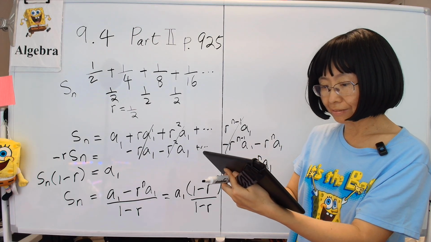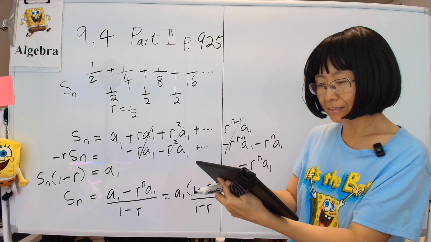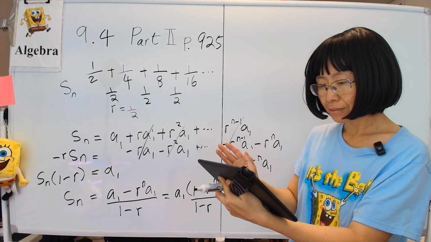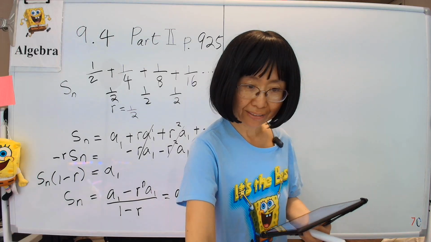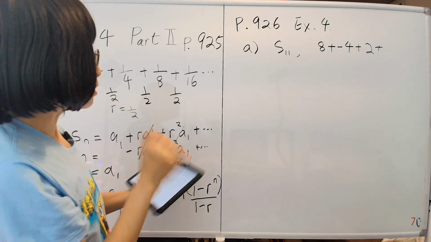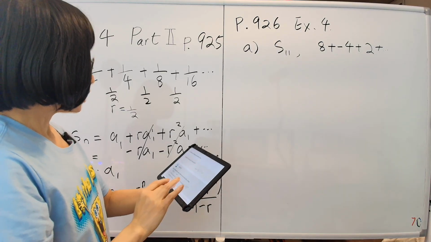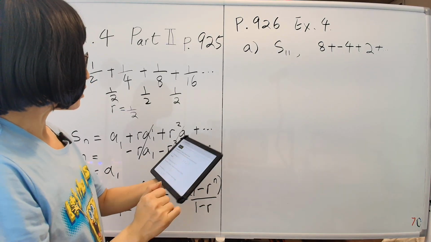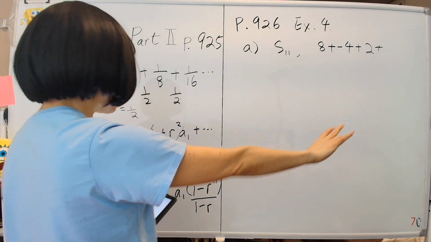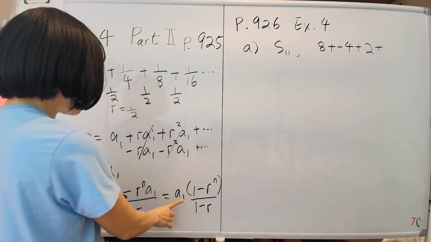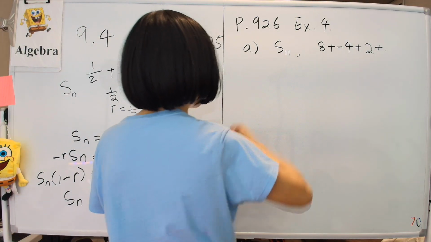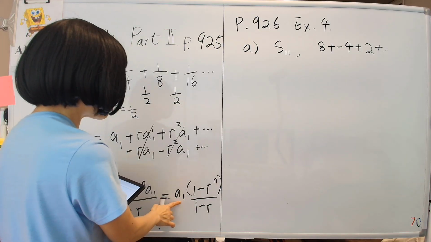Then let's look at the next page and consider example 4. Here I wrote down example 4 on page 926. Let's do part A, where we need to find S11, the first 11 terms added together. We'll follow this formula, where a1 is the first term, which is 8. So a1 equals 8.